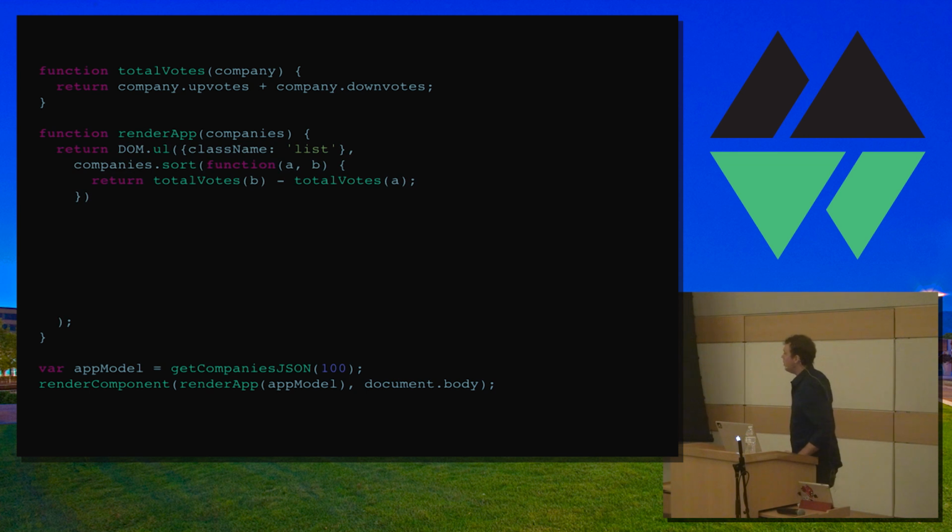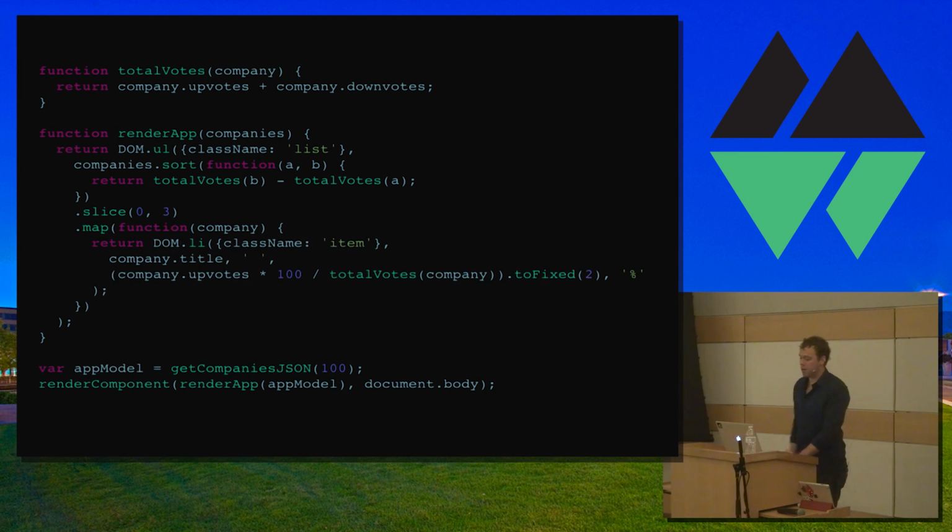Then we'll render a UL, an unordered list element, with our factory functions. Now, normally that would be document.createElement, and you pass it the string UL. But just for the sake of this example, I don't want to write all that code. And then we'd sort the list of companies by the total number of votes, just like we did in the previous example. We'd slice off the top 3, and then we'd map over each one, and we return a list item, and we'd have this inline expression here that computes that percentage votes, or the percentage score.